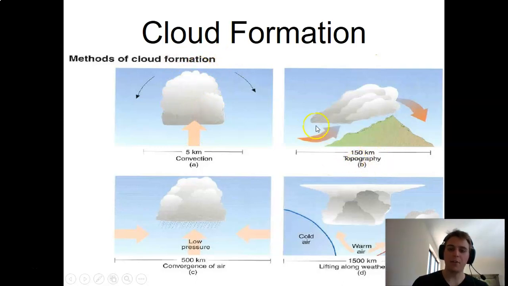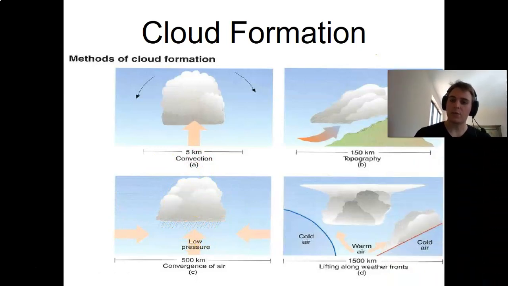If you've got topography, so if you've got any air rising up over a mountain, once it gets higher up, it's going to get colder up there, and the dew point is going to drop, so it's going to condense into clouds. You could have a convergence of air, so you can have a lot of air coming together. All of that air has a lot of water in it, which causes condensation again.